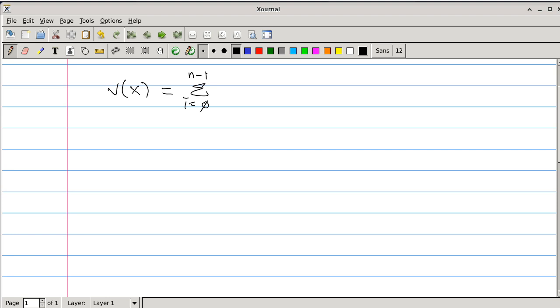x is an n-bit pattern. So the value being represented by x, which I use v of x to denote, is basically just taking a look at each digit. So d sub i is digit i. And we multiply that by the base, which is 2 in this case, raised to the power of i, which is the position of the bit. Have we seen this before?